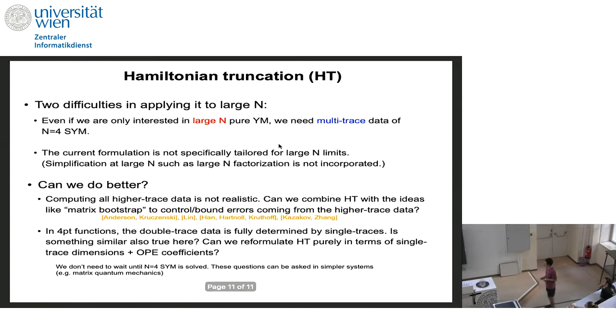Okay? So the last question I wanted to ask is, can we do better? Computing all higher trace data is not realistic. So can we, for example, combine the Hamiltonian truncation with the other idea, like a matrix bootstrap, to have control or bound errors coming from the higher trace data? And in the 4-point function, double trace data is fully determined by the single traces. So the question is, is something similar also true in the Hamiltonian truncation? Can we reformulate the Hamiltonian truncation purely in terms of single trace dimensions and OPE coefficients?